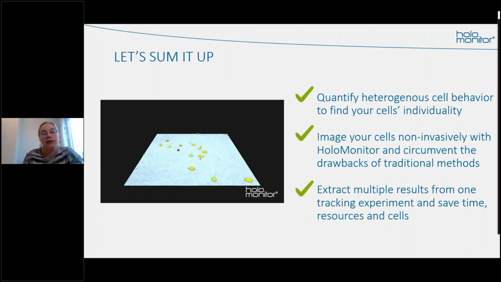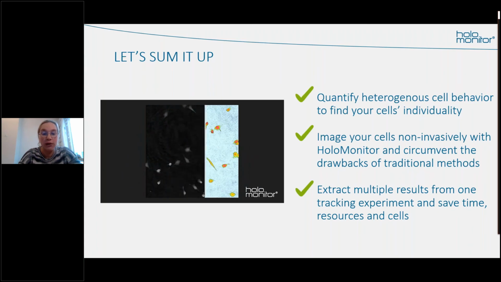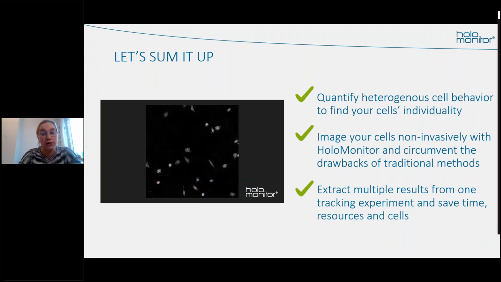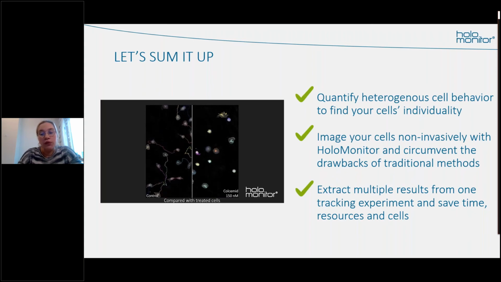Lastly, I would like to end this webinar by showing you this video highlighting an example of how HoloMonitor single cell tracking can be used to study the effect of drug treatments on cell movement. Here you can see the control cells that move considerably more compared to the colsamide treated cells.